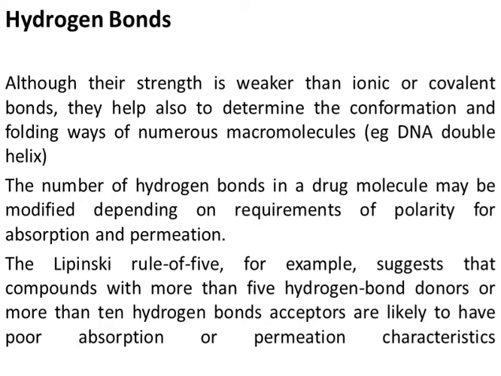Although they are weaker, not stronger than ionic or covalent bonds, they are helpful in determining the conformation of the macromolecules. Also, we can modify the number of hydrogen bonds depending on the requirement for polarity for absorption and permeation. So you must remember Lipinski's rule of five, which suggests that compounds with more than five hydrogen bond donors or more than 10 hydrogen bond acceptors are not properly absorbed and have lower permeability. By using this rule, we can modify the number of hydrogen bonds so that we can get optimum absorption and polarity.